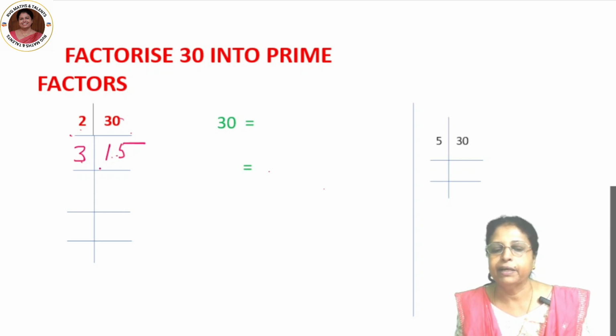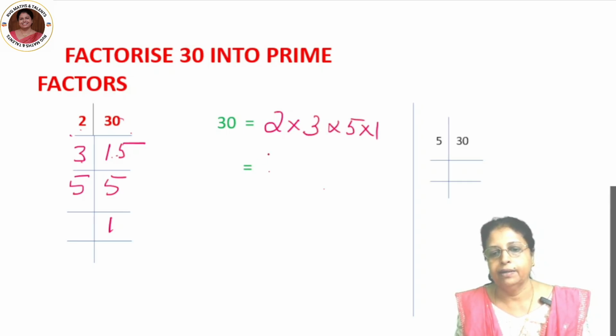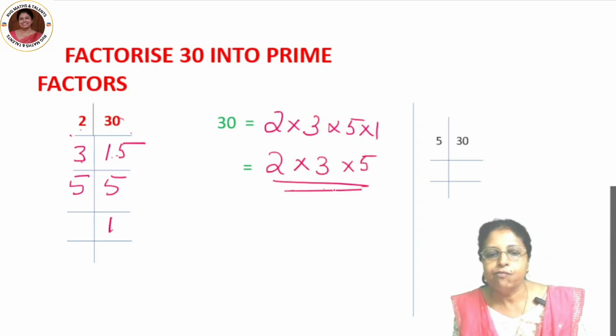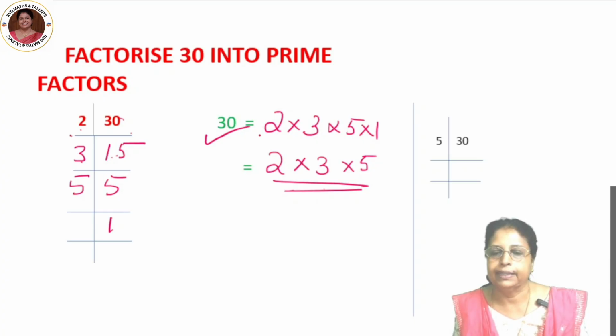15 divided by 3, you will get 5. Then again we divide it by 5, then you will get 1. Then how will you write it here? 30 is equal to 2 times 3 times 5 times 1. So you can say 2 times 3 times 5 is the prime factorization of 30.